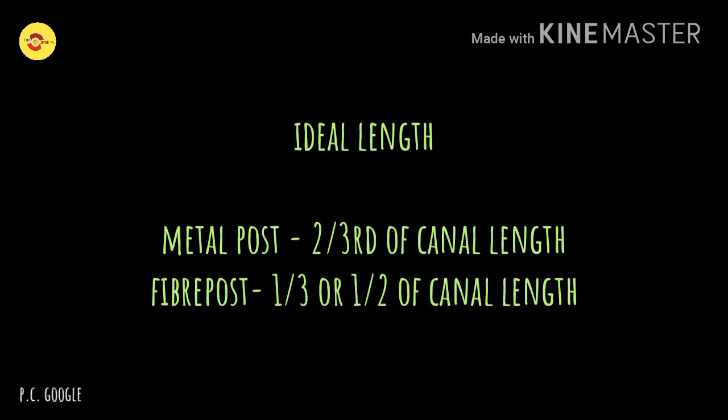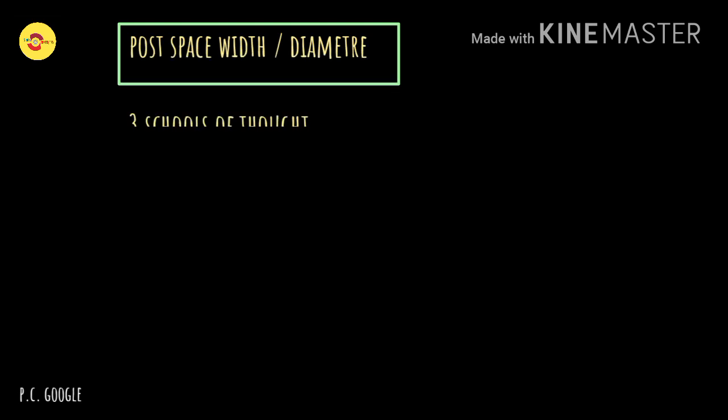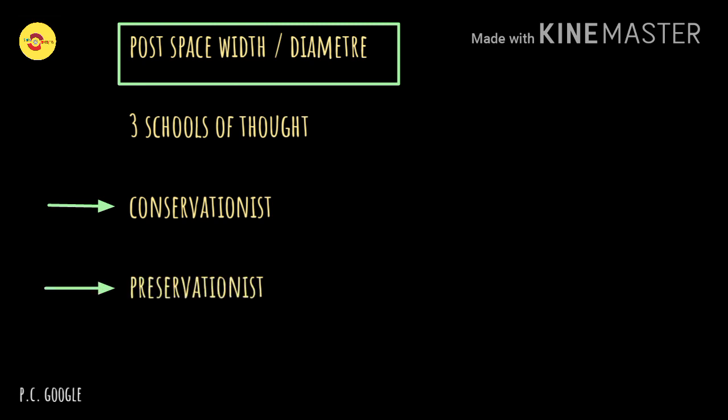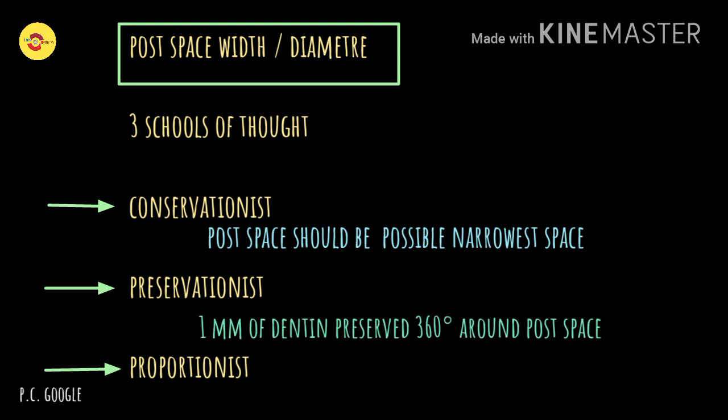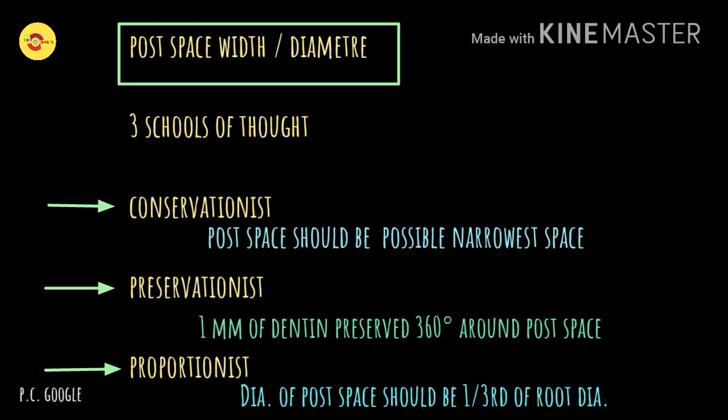So what should be the ideal post length? For metal post it should be 2/3 of the canal space, and for fiber post it should be 1/3 to 1/2 of the canal. Regarding post space width or post diameter, there are three schools of thought: conservationist, preservationist, and proportionist. The conservationist suggests that the narrowest space should be prepared for the post. Preservationist suggests that 1 mm of dentin should be maintained circumferentially around the post space, and the proportionist suggests the narrowest diameter of the post should be 1/3 of the root's diameter.